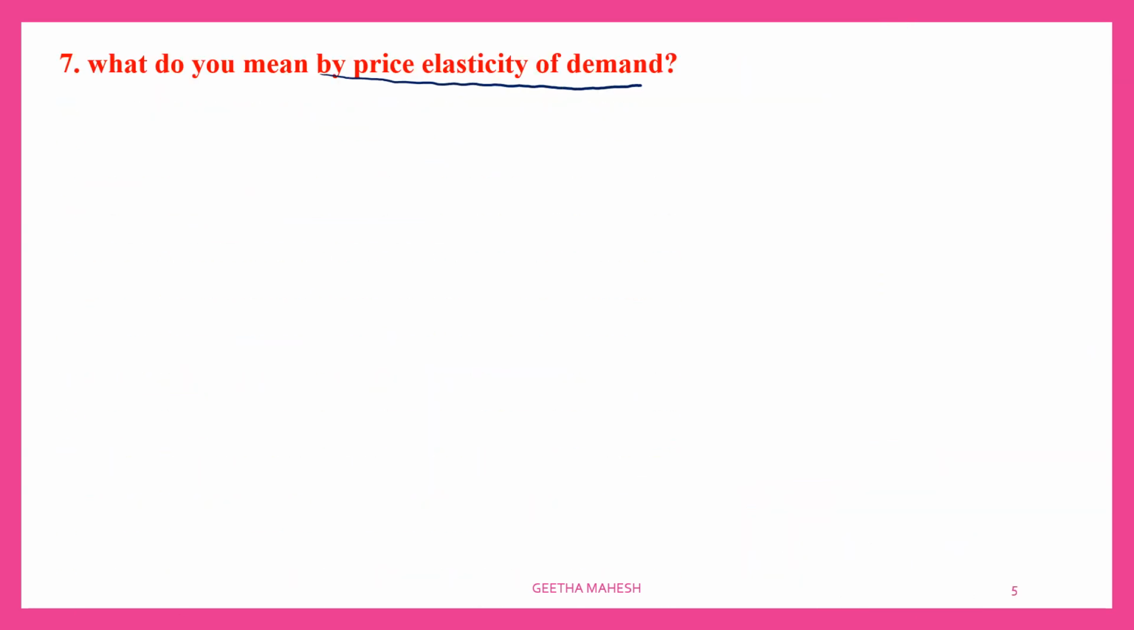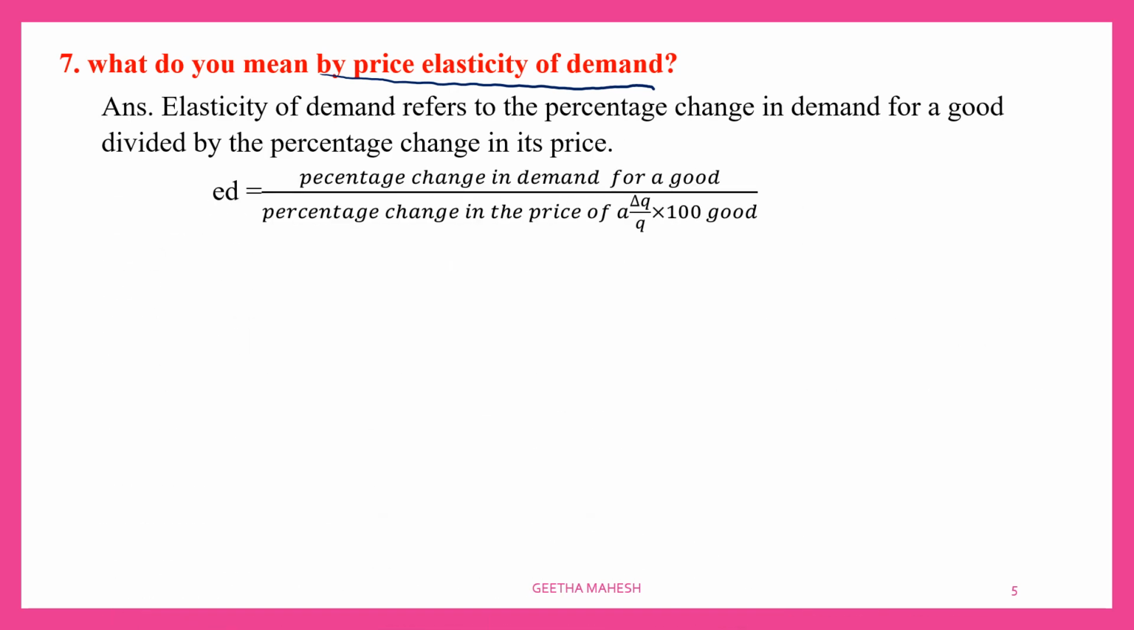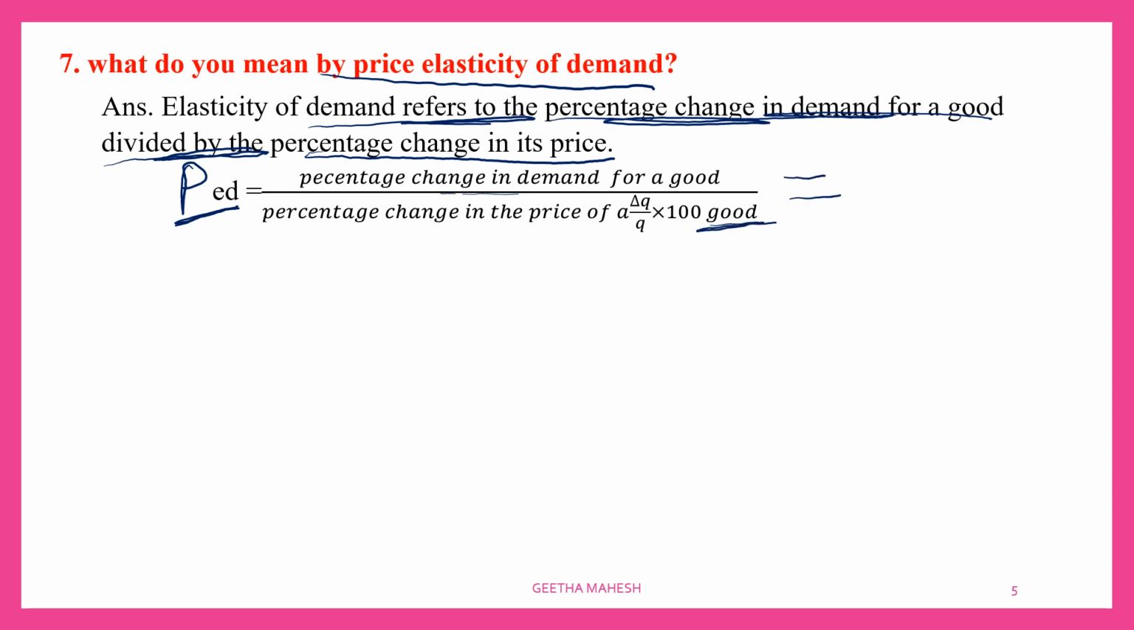What do you mean by price elasticity of demand? Price elasticity of demand refers to the percentage change in demand for a good divided by the percentage change in its price. So you can see here, price elasticity of demand is equal to the percentage change in quantity demanded for a good divided by the percentage change in the price of the good. This can be written as delta Q divided by delta P into P divided by Q.